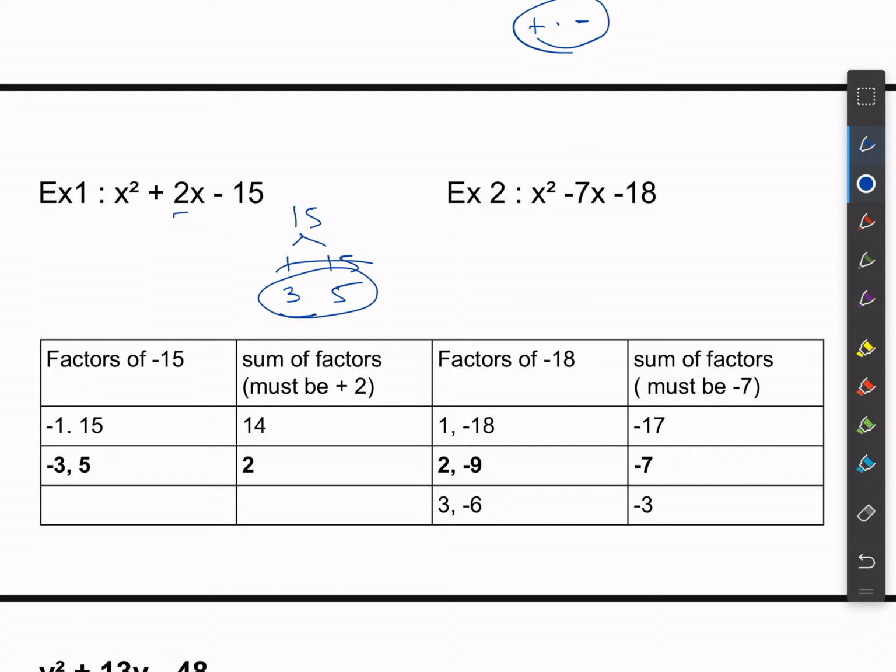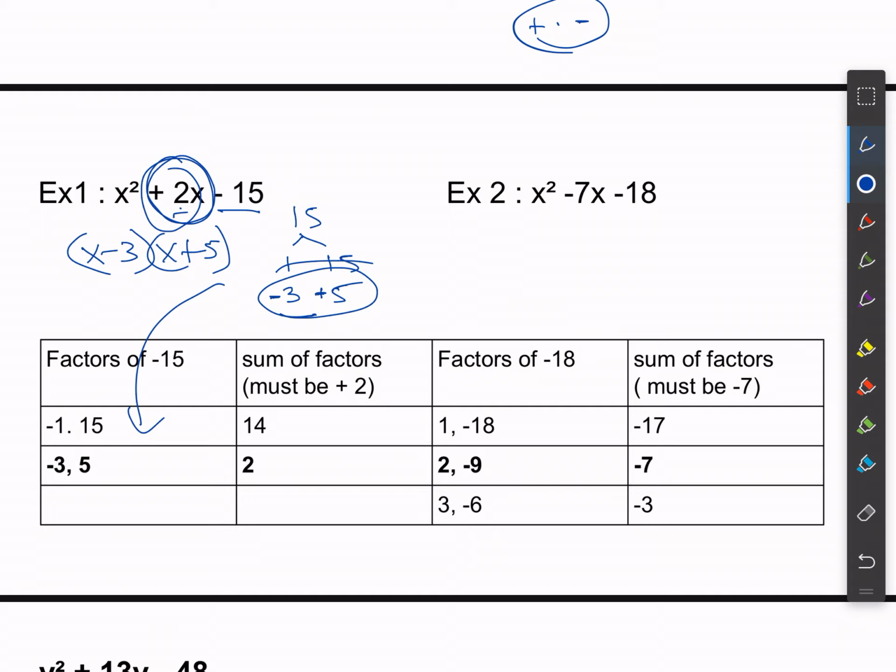So what we've got to think about is which one's positive, which one's negative. Okay, so 3 times 5 gives me positive 15. But if I'm looking to get a positive 2 as my middle term, what I'm going to need is a negative 3 and a positive 5. Negative 3 plus 5 gives me 2, but negative 3 times positive 5 gives me negative 15. Okay, so that's how that works. So this would become x minus 3, x plus 5. All right, and I'm putting that down here.